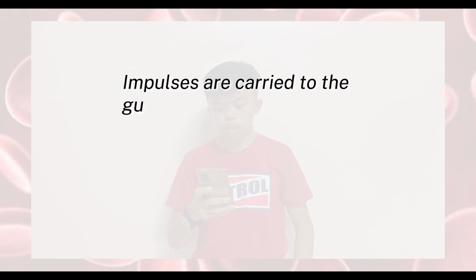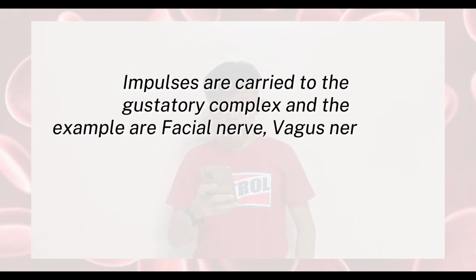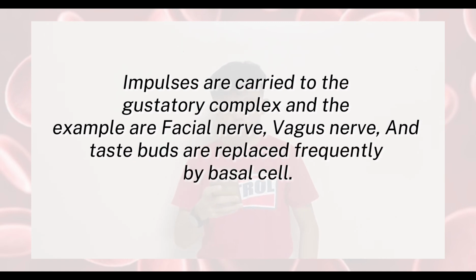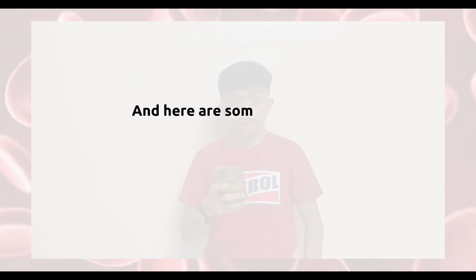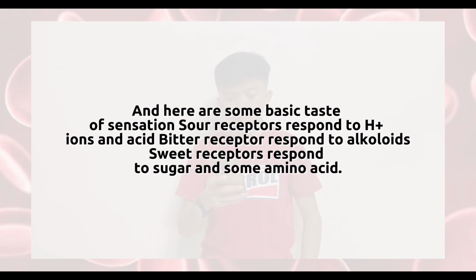Impulses are carried to the gustatory complex through the facial nerve and vagus nerve. Taste buds are replaced frequently by basal cells. Here are some basic taste sensations. Sour receptors respond to H+ ions and acid. Bitter receptors respond to alkaloids. Sweet receptors respond to sugar and some amino acids.